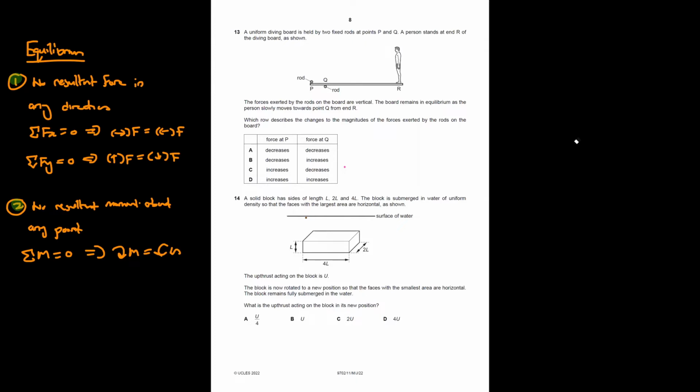All right, so this question is actually on equilibrium again, but they modify it a little to be something complicated. Now, in question 13, you have a uniform diving board that is held by two fixed rods at points P and Q. A person stands at R of the diving board as shown below. The forces exerted by the rods on the board are vertical. The board remains in equilibrium as the person slowly moves towards point Q from R. Which row describes the changes in the magnitudes of the forces exerted by the rods on the board?